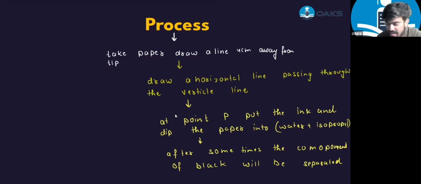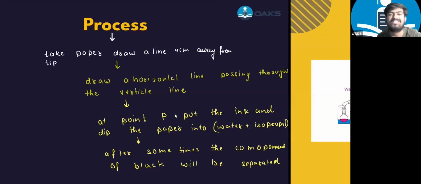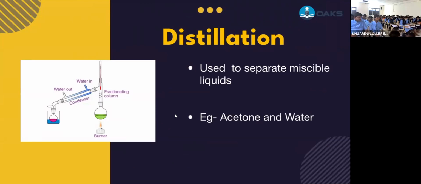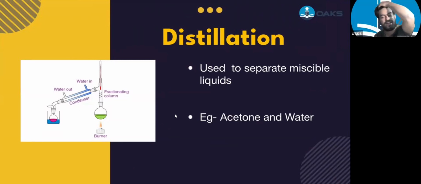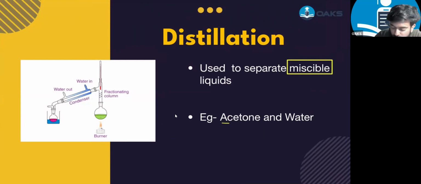Okay, now let's move to another process, which is known as distillation. This process is known as what? Which kind of liquid does it involve the separation of? Means, is it dissolvable or not? Yes. So the example of this kind of mixture is acetone and water. Yes or no? Yes, sir.